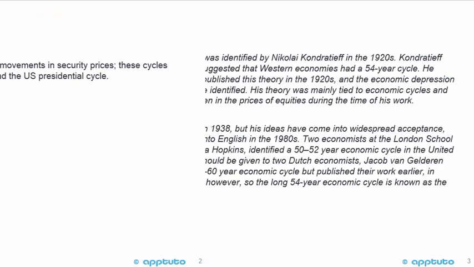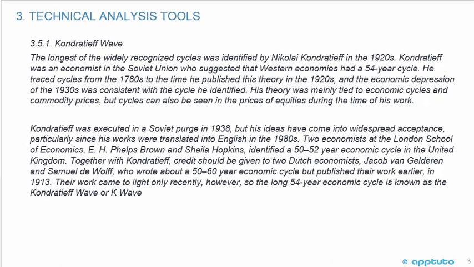Presidential cycle. Kondratiev Wave. The longest of the widely recognized cycles was identified by Kondratiev in the 1920s. Kondratiev was an economist in the Soviet Union who suggested that Western economies have a 54-year cycle. He traced cycles from the 1780s to the time he published his theory in the 1920s, and the economic depression of the 1930s was consistent with the cycle he identified.